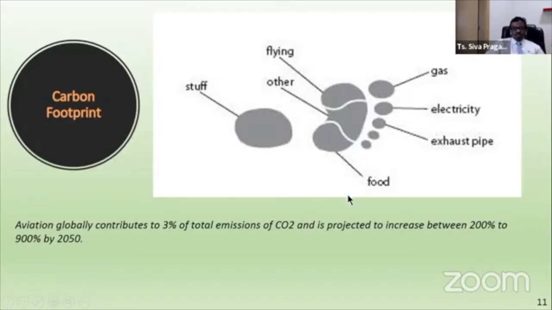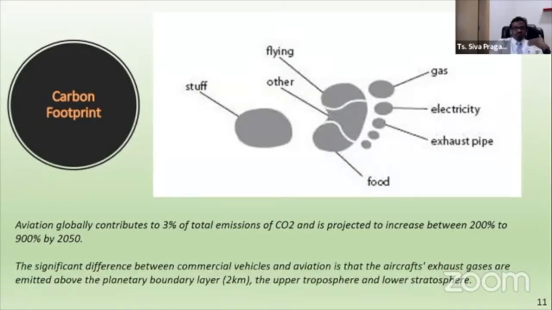And we can see here, aviation globally contributes 3% of total emissions of CO2 and is projected to increase between 200% to 900% by 2050 if the aviation industry does not act. A lot more low-cost carriers are coming up, new airlines are coming up, and people are becoming more and more affluent. They are well connected and can readily travel. The more the aircraft flies, the higher the amount of CO2 emitted in the higher atmosphere.